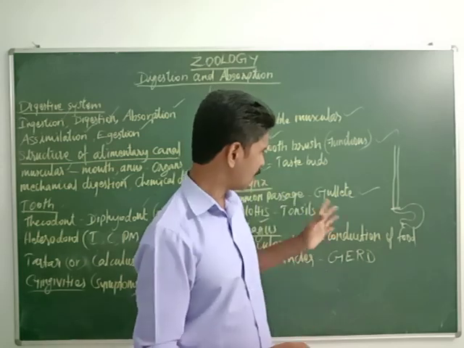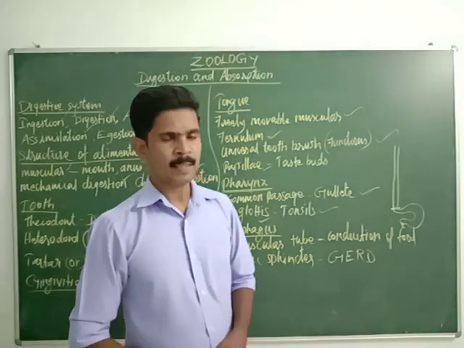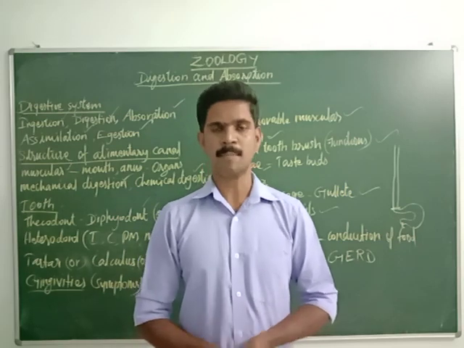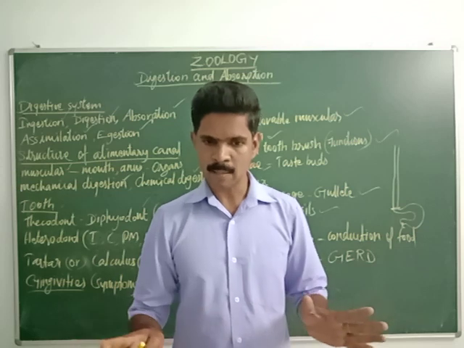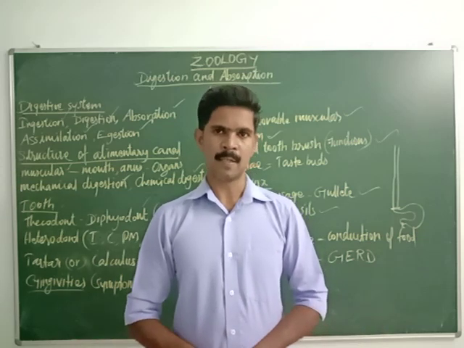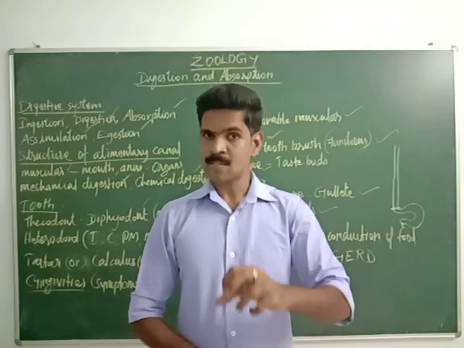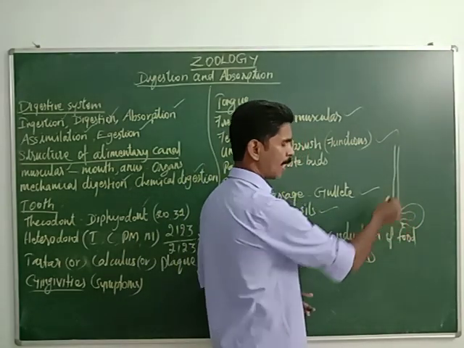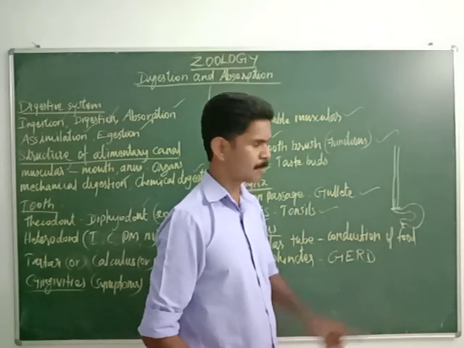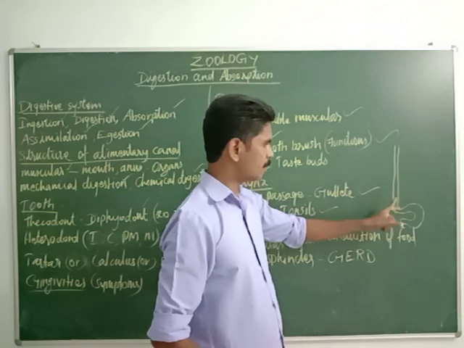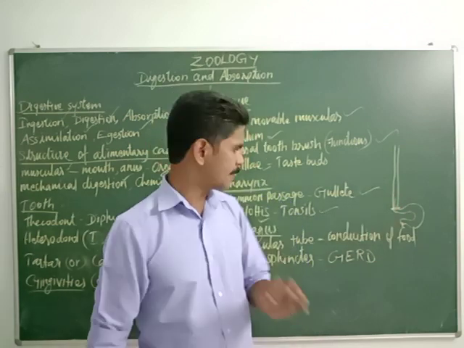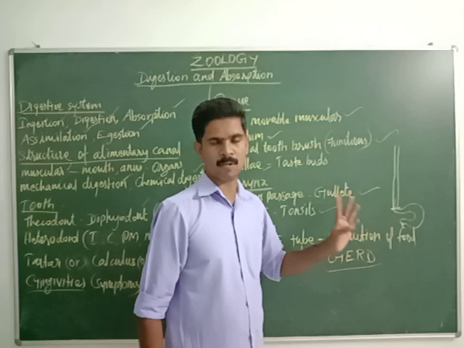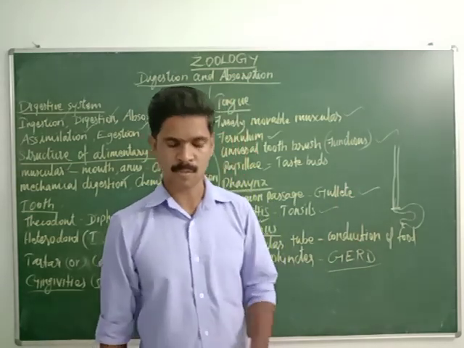Then the next point about this stomach is, if this cardiac sphincter muscle is not contracting during the passing of food, that means it is not working properly, then the food materials, digestive juice and the acids present in the stomach flow back to the esophagus. This condition is called GERD, which means gastroesophageal reflux disorder.